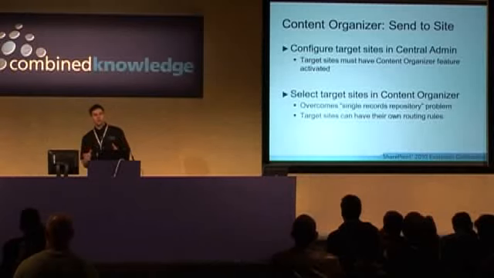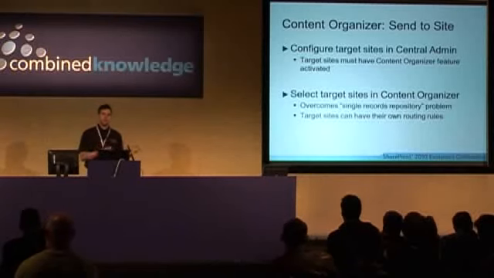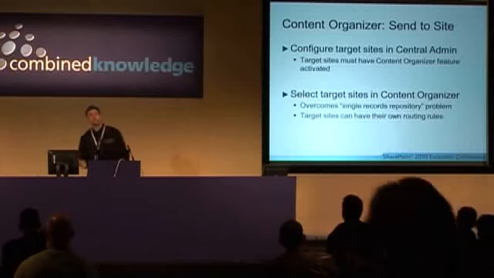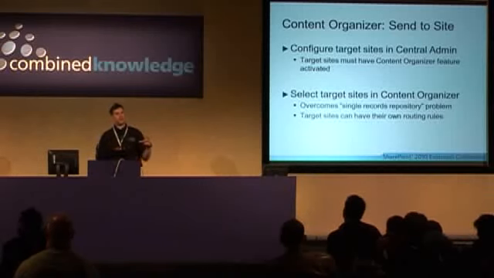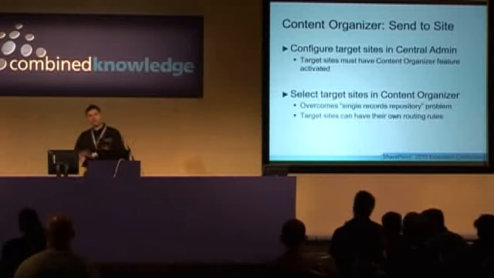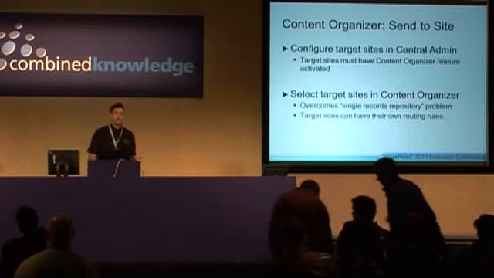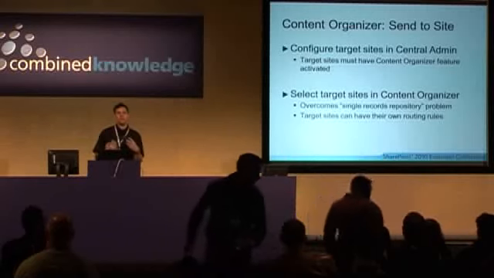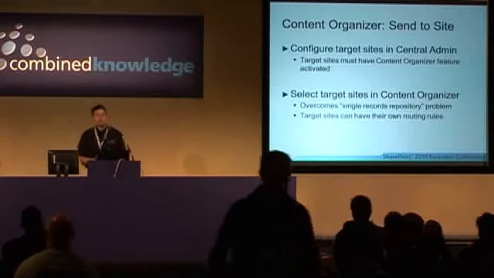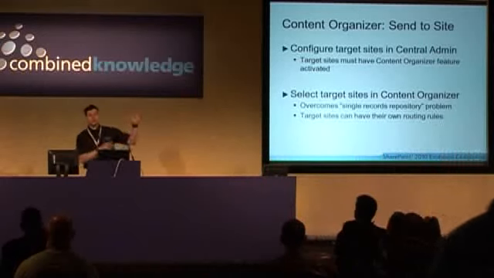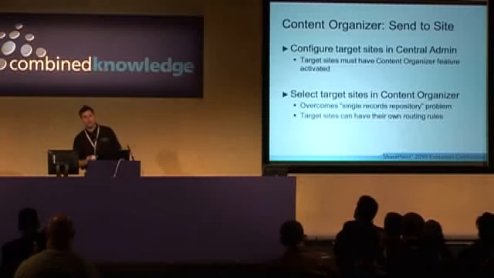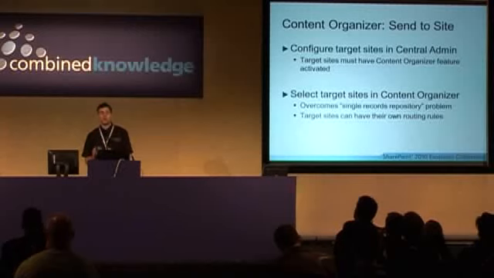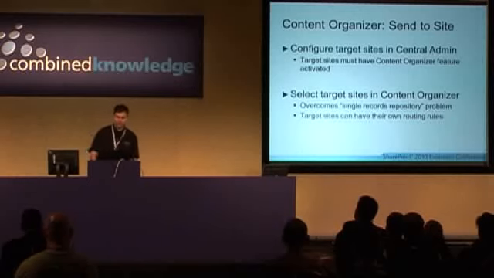So when we're talking about sending to sites, previously you set up a single record center. That record center was defined at a farm level. You'd say, for this farm, I want my record center to be over here. That's no longer the case in 2010. We have the ability to define send to locations. So we can say, for this web application, I want to use these record centers. And it doesn't have to be one. You could have multiple record centers underneath there. And that's within central admin. We can have a look at how I've got some of these connections configured.